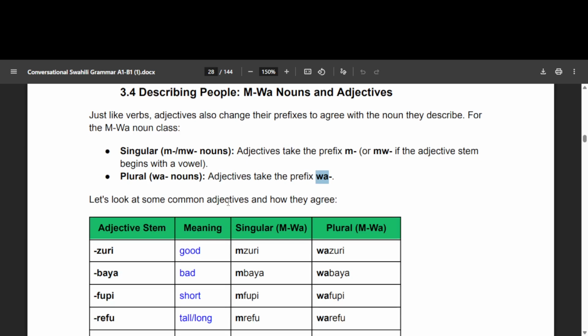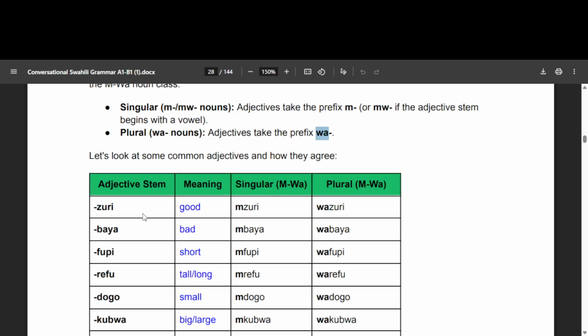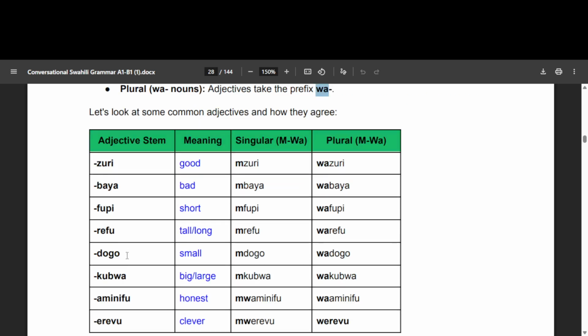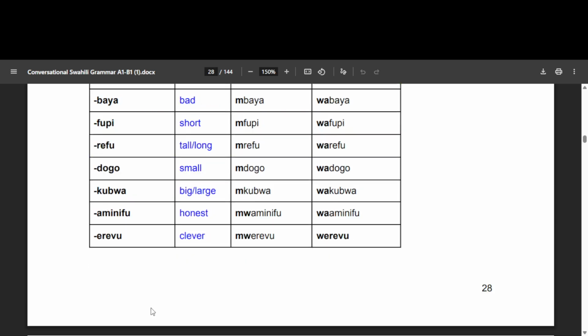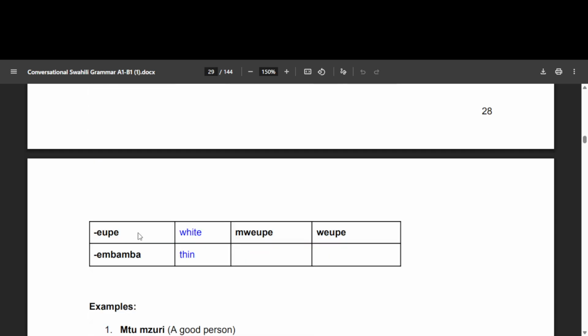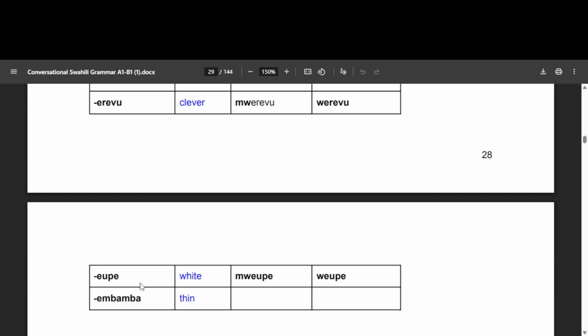Let's look at some common adjectives and how they agree for Mu-A class. The common adjective on the left side of this table is zuri. Zuri is an adjective stem. It means good. Baya means bad. Fupi is short. Refu, tall or long. Dogo, small. Kubwa, big or large. Aminifu, honest. Erevu, clever. Eupe, white. Embamba, thin. I added this. Embamba, thin.